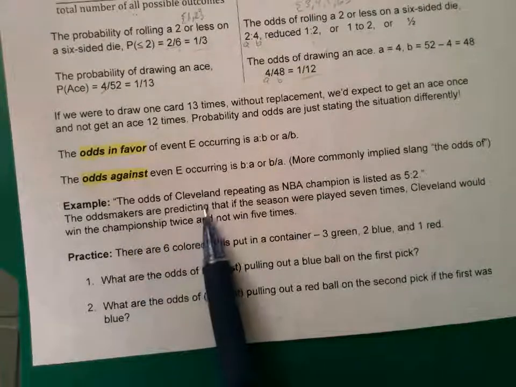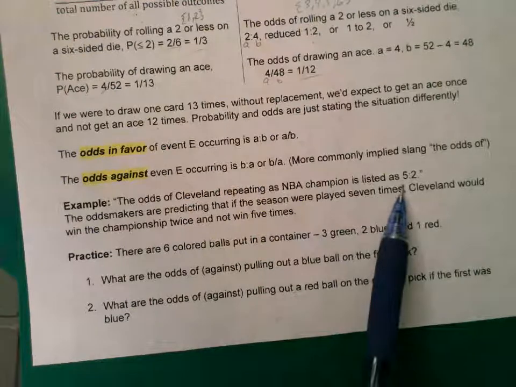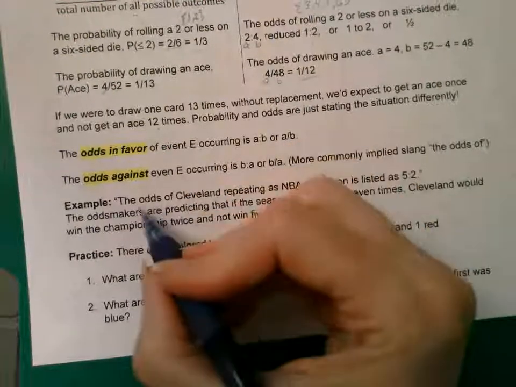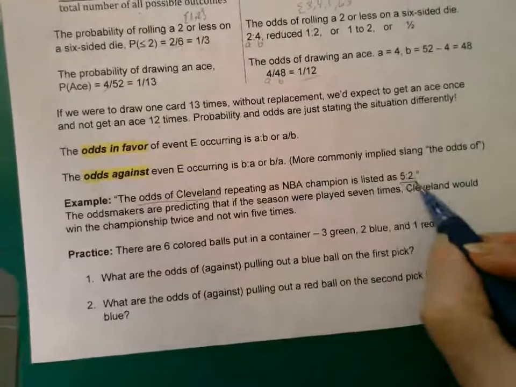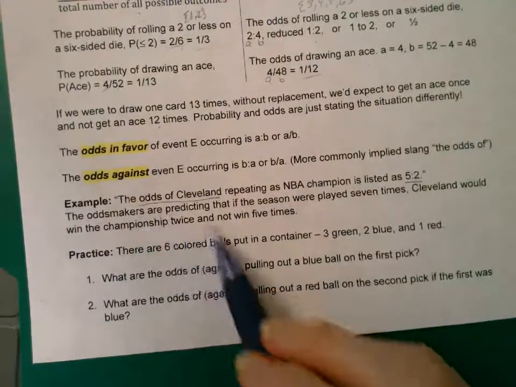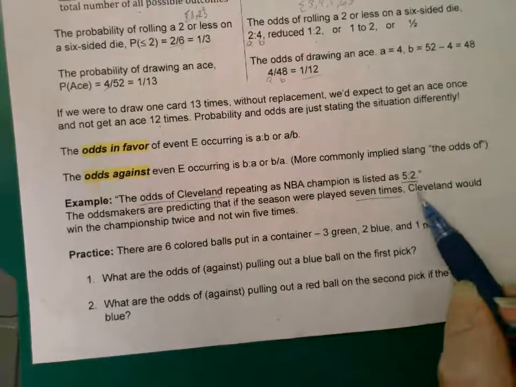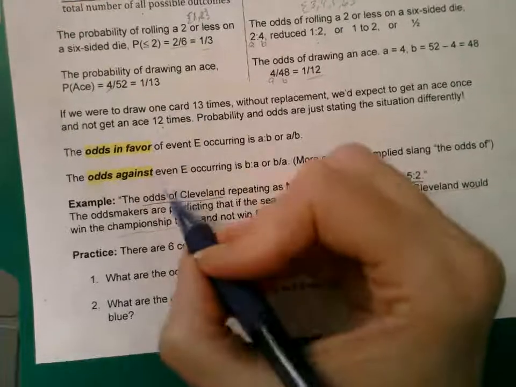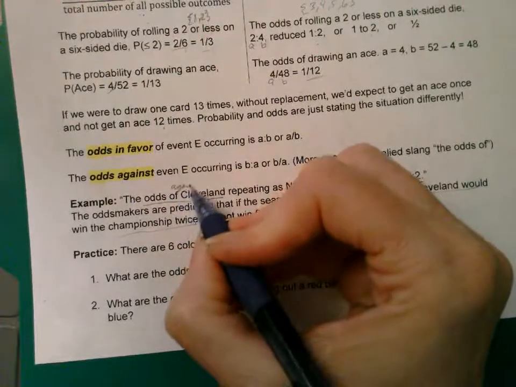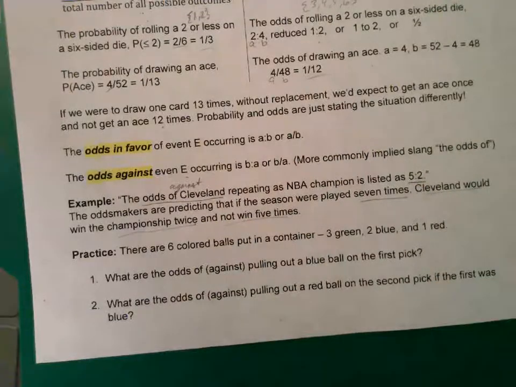So, for example, the odds of Cleveland repeating an NBA championship is listed as 5 to 2. The odds makers are predicting that if the season were played 7 times, Cleveland would win the championship twice and not win 5 times. So this is against, right? This is the slang for against. So 5 to 2 is against Cleveland.